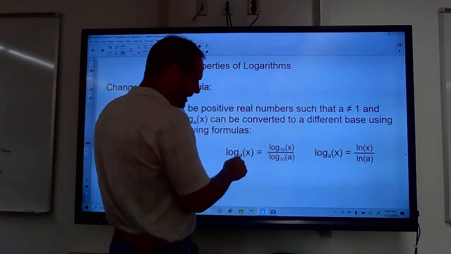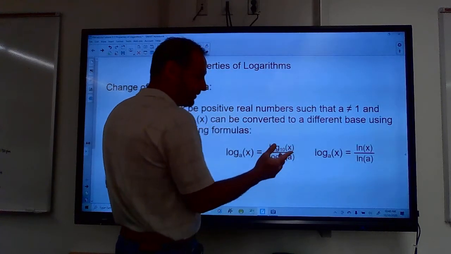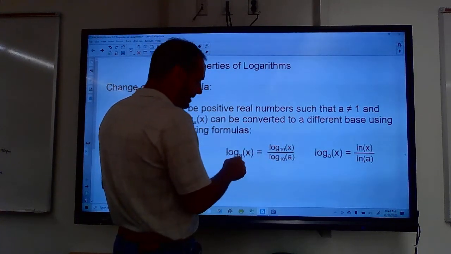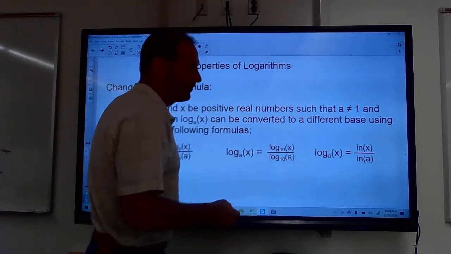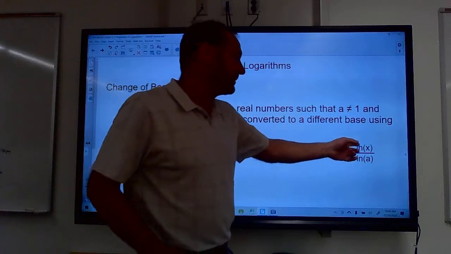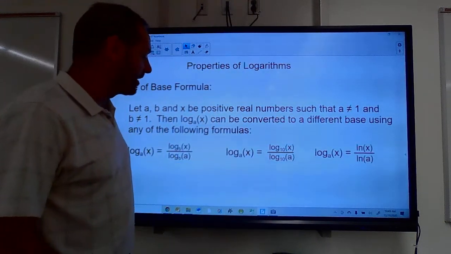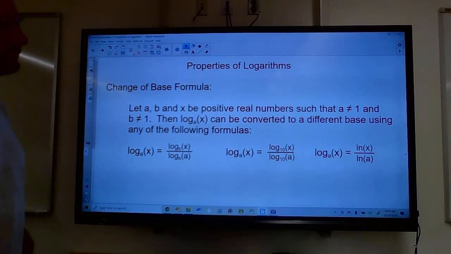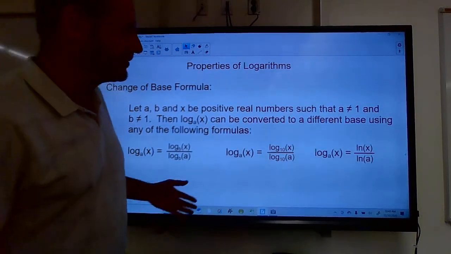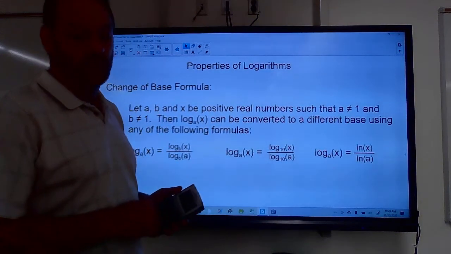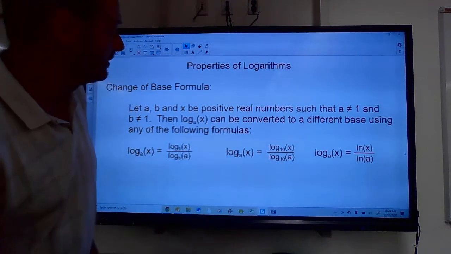If I want to convert the base, I can just use my plain old log key, that's the log base 10. So I can do the log of x divided by the log of a, and that will give me the same answer as the natural log of x over the natural log of a, which is the same answer as the log base a of x. If I have a calculator that will not do anything other than the log base 10 or the natural log, then I can use it to find those answers.